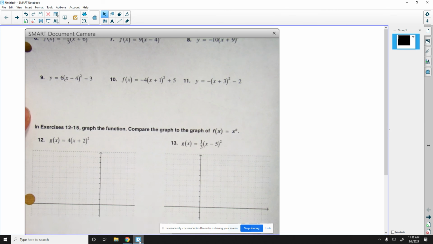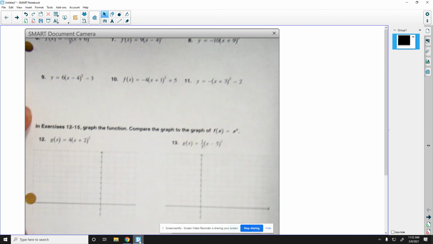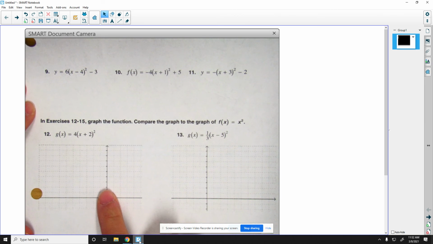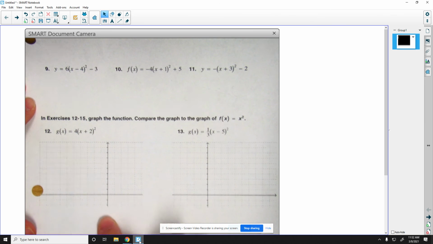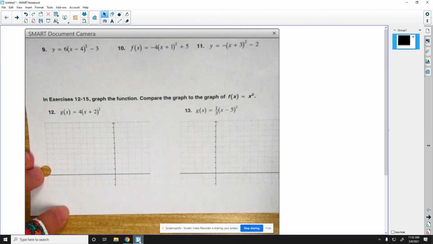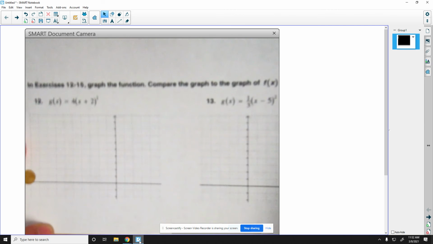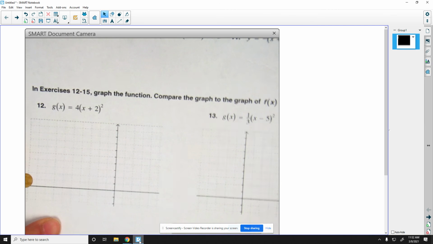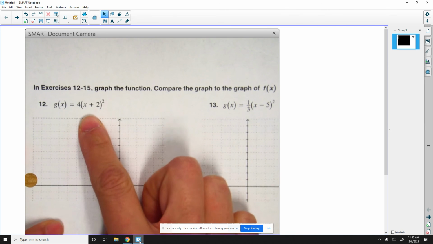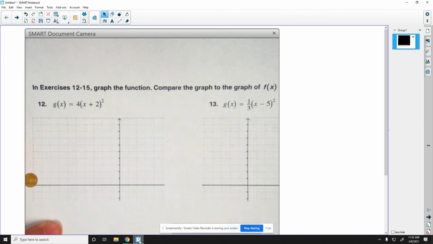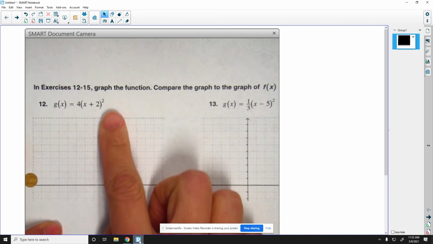Okay, 12, 13, 14, and 15, you're graphing it. And then you're going to compare it. So let's just do number 12 together. The first thing it says to do is graph it. Sure, you can put this in your y equals, you can go to your table and graph it, or you can take half of that amount of time and just do it by hand.